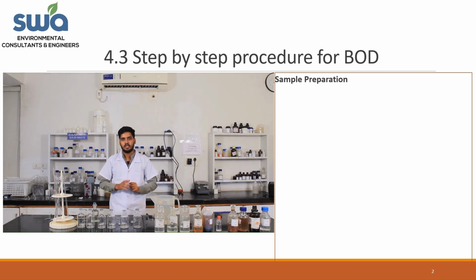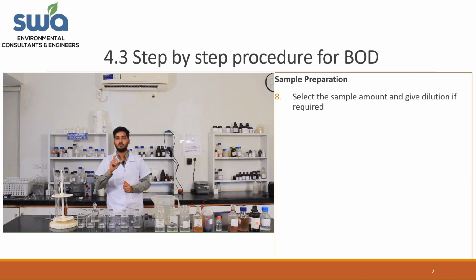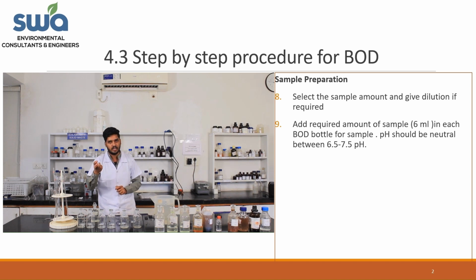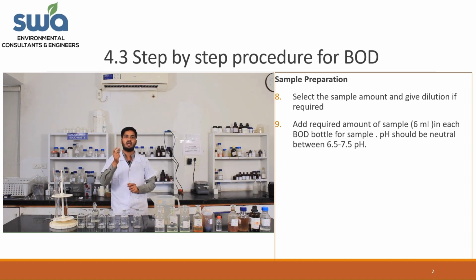One thing I also want to mention here: the pH of the sample has to be neutral, because if the sample is highly acidic or in alkaline medium, the bacteria cannot survive in such mediums. So make sure the pH is on the neutral side. If the pH is higher or lower, you can adjust the pH with the help of H2SO4 and NaOH.